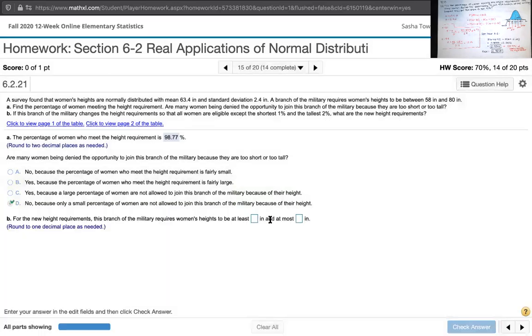All right, now let's answer the second part of the question. Now I've got new height requirements. It says, if this branch of the military changes the height requirements so that all women are eligible except the shortest 1% and the tallest 2%, what are the new height requirements? Okay, so then it says, the new requirements are that women's heights have to be at least this many inches and at most this many inches. So we want to get rid of that top 2% and the bottom 1%.